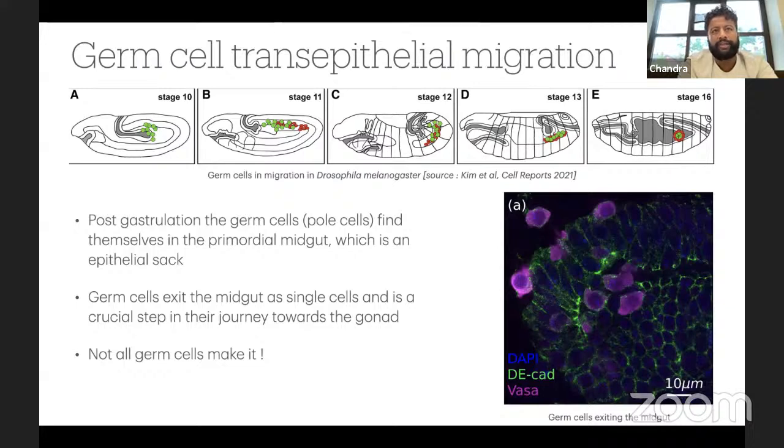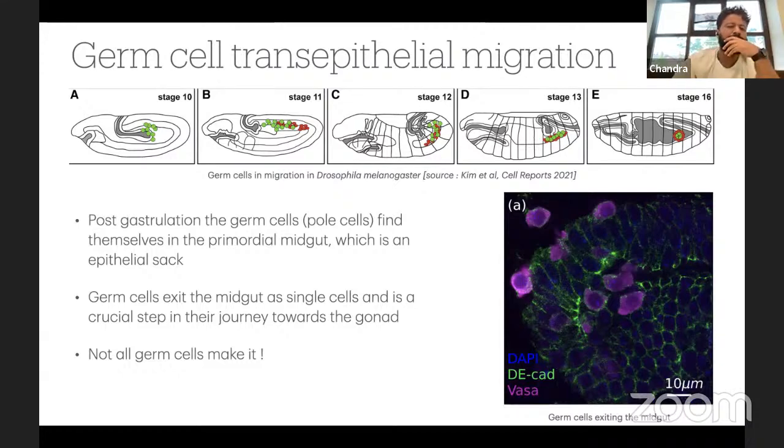And in Drosophila melanogaster, we know that out of around 40 pole cells that are formed in the beginning, only about 66% of them make it to the gonad finally, which means there's quite a lot of cell loss. It's an active area of study as to what determines your success rate. But not being able to exit the midgut is also one of the major places where some of the germ cells just don't make it, and accounts for the 34% of the germ cells that are missing.